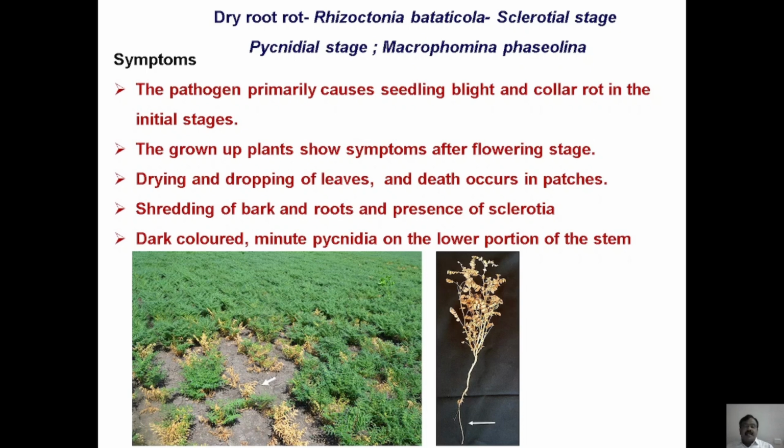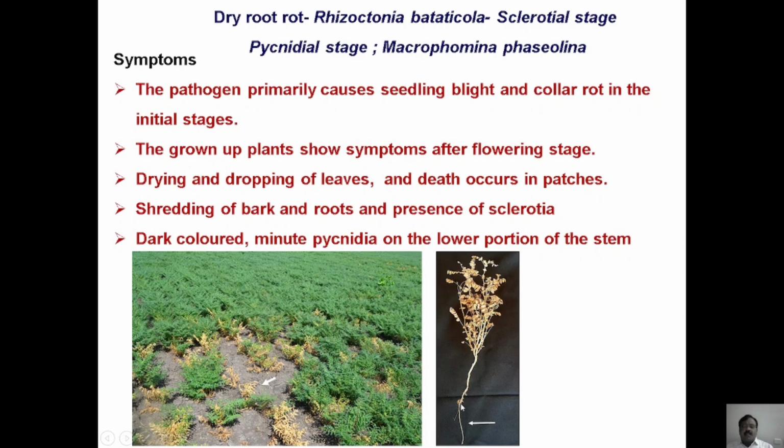The pycnidial stage is mentioned as Macrophomina fasciolina. So this pathogen primarily causes seedling blight and collar rot in initial stages. In the grown up plant, the infection occurs during the flowering stage. The drying, dropping of leaves and death of plant occurs in patches in the field.